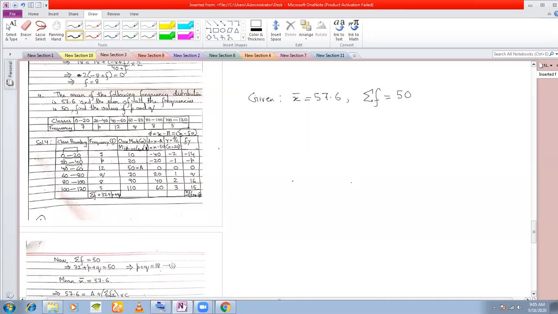Since I am doing this by the step deviation method, I will calculate not only the deviations d, but also y. The next column will be for y, which is equal to d by c. What is c here? Can anyone tell me what c is? Y is equal to d by c. Class width, sir. Okay, c here is the class width. And what is the class width in this case?